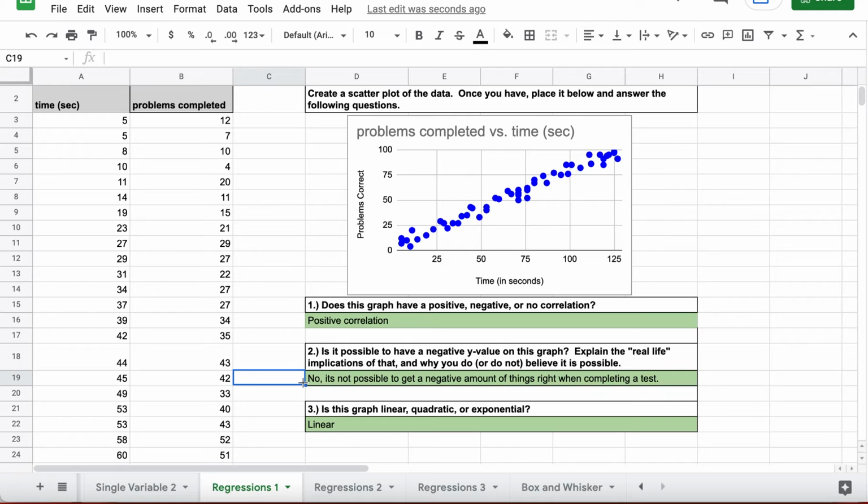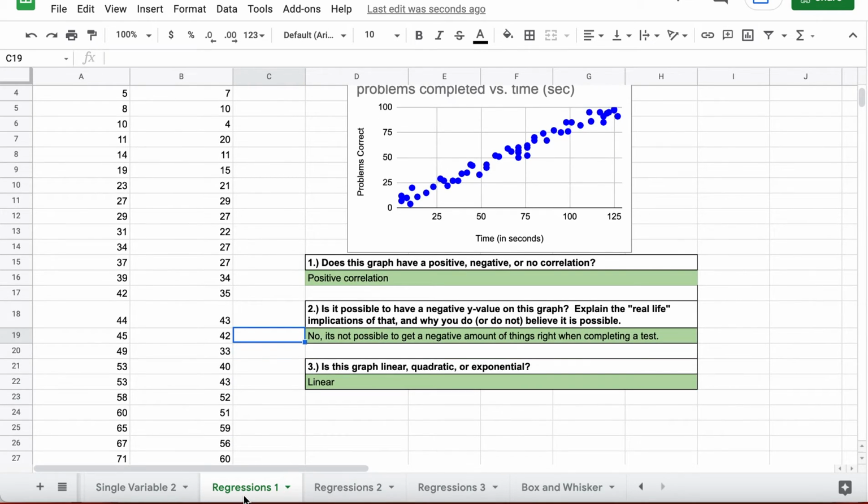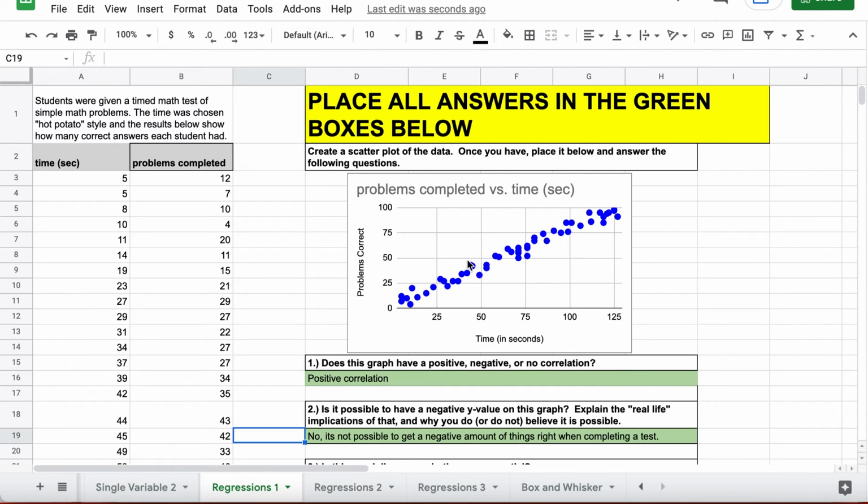Once you have completed a problem and you think you've gotten everything in there the way you should, you're going to move on to the next page on the bottom. So I would click on the next one, which I believe would be scatter plots 2 for you, and you'll do the same thing. So we'll create a scatter plot, make sure we're happy with all of the titles and everything so it looks the way we want it to look, and then we're going to answer the questions.